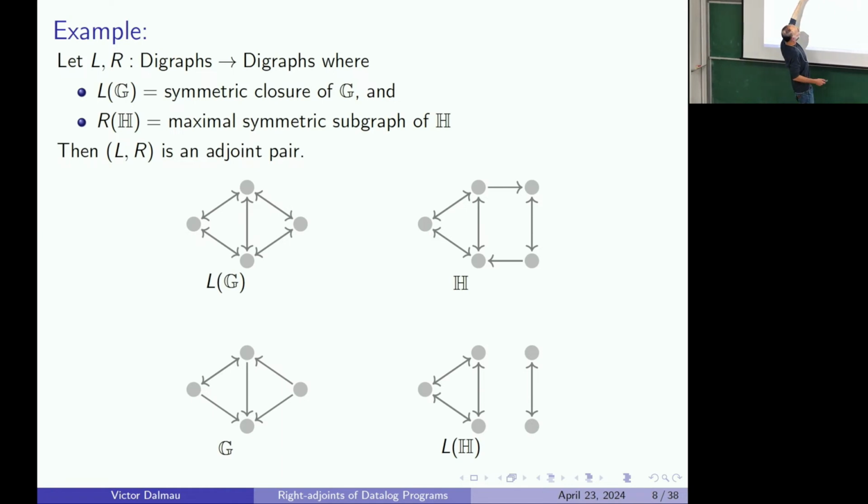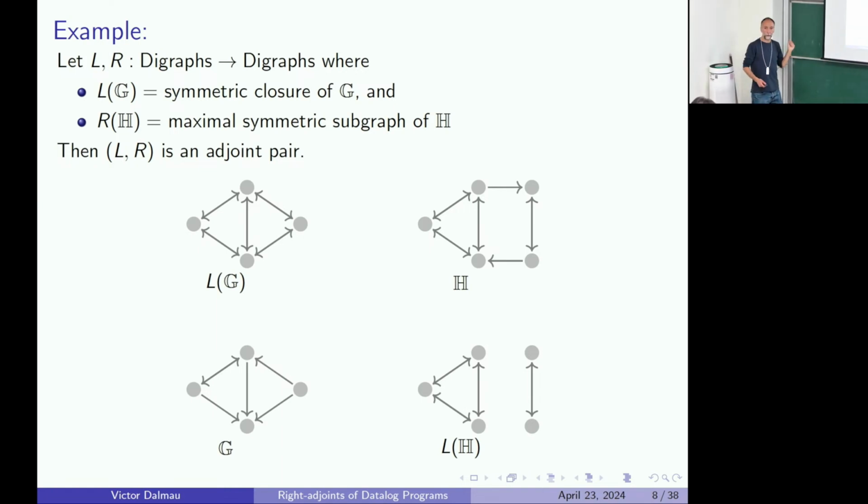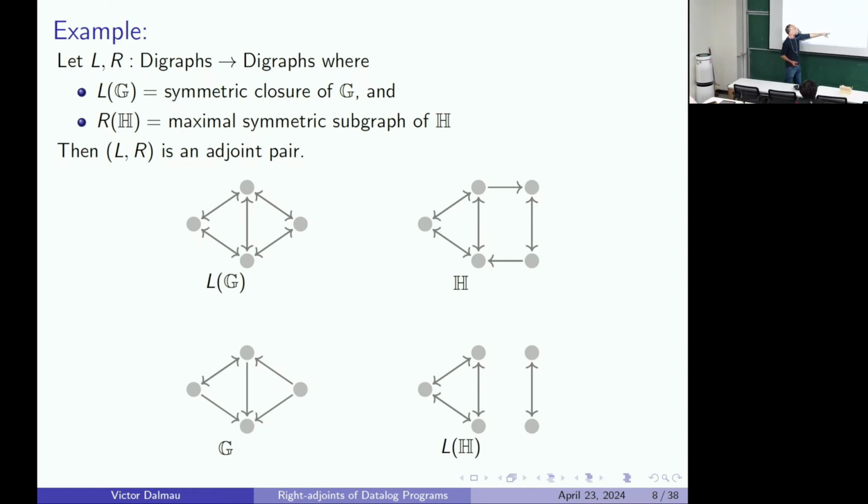And the other one, R, takes this graph here and basically removes all the edges that are not symmetric. So if you have an edge in only one direction, you just remove it. Now, it's very obvious that this defines an adjoint pair. So we have to see that we have a homomorphism from here to here if and only if we have a homomorphism from here to here.